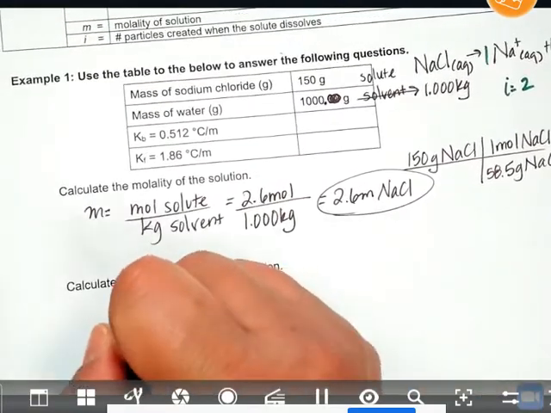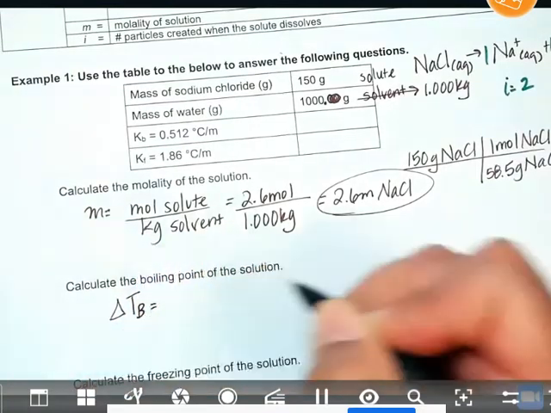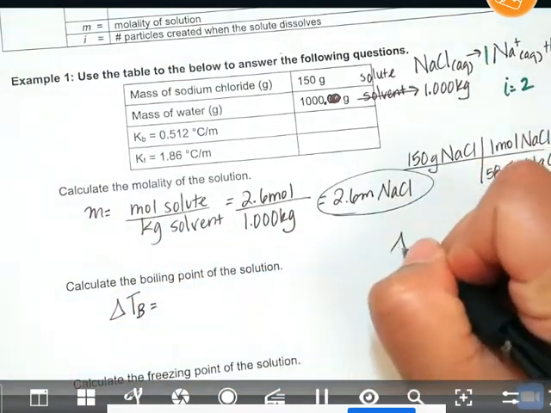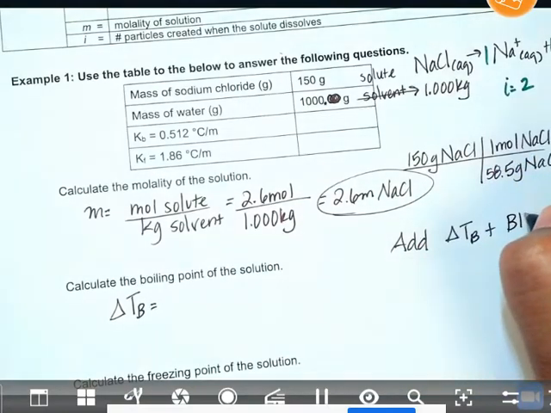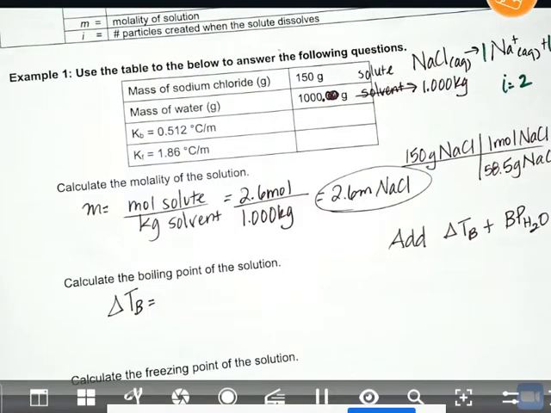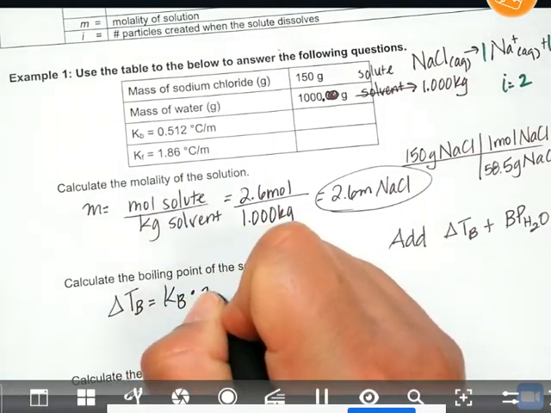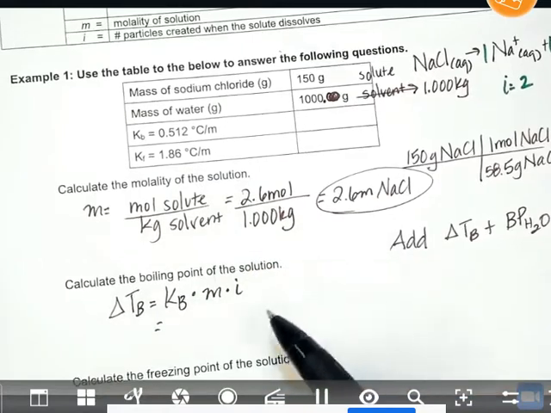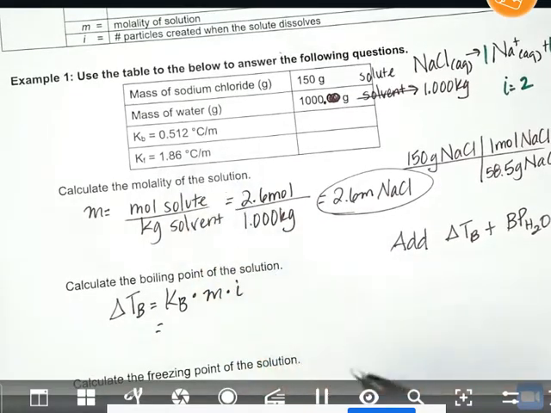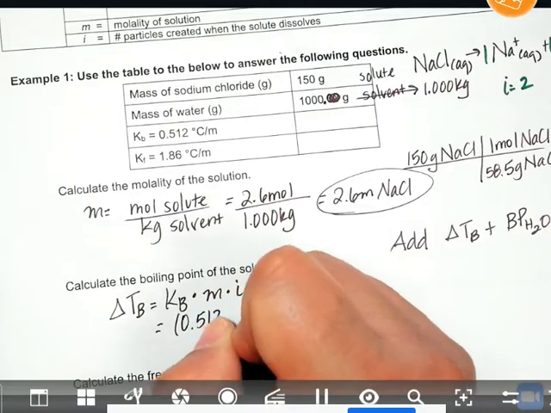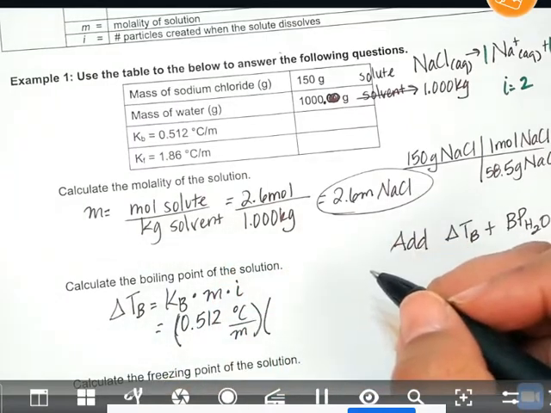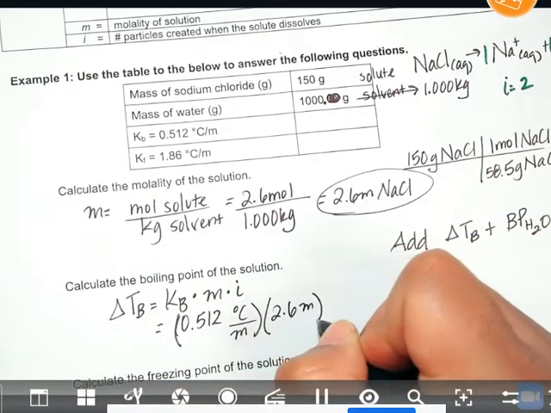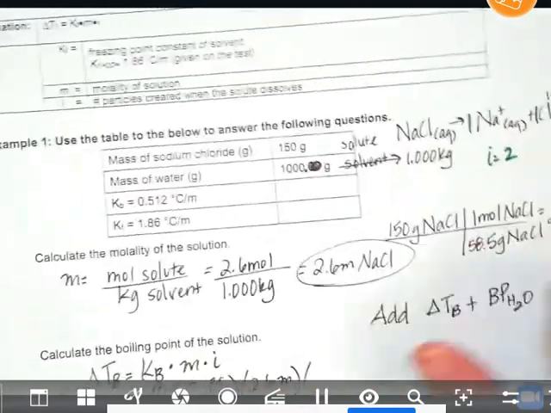Now we need to find the delta TB. So that's the change in the boiling point. And then we're going to add delta TB to the boiling point of H2O. So delta TB is Kb times M times I. The Kb for water is 0.512 degrees Celsius per molality. I know my molality is 2.6. My I value is 2.